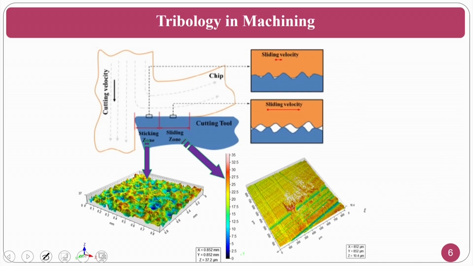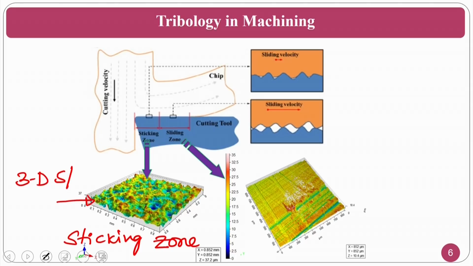Now see how the sticking zone surface roughness and sliding zone surface roughness change. In the previous slide, you have seen the sticking and sliding regions. If you take the surface roughness of the sticking zone, normally you will have a very rough surface. You can see the 3D roughness profile, which is normally taken from a non-contact surface profilometer.